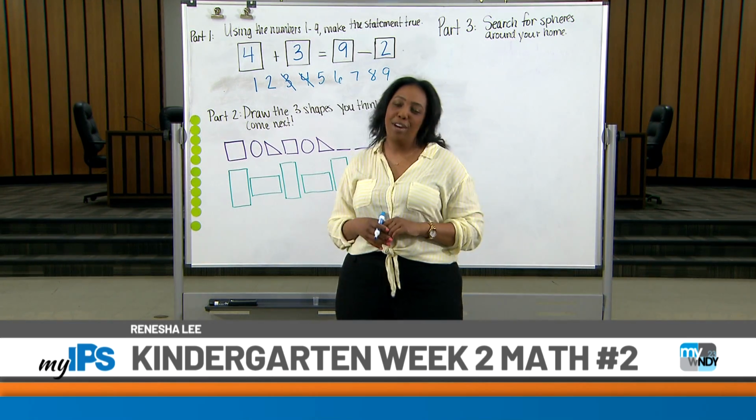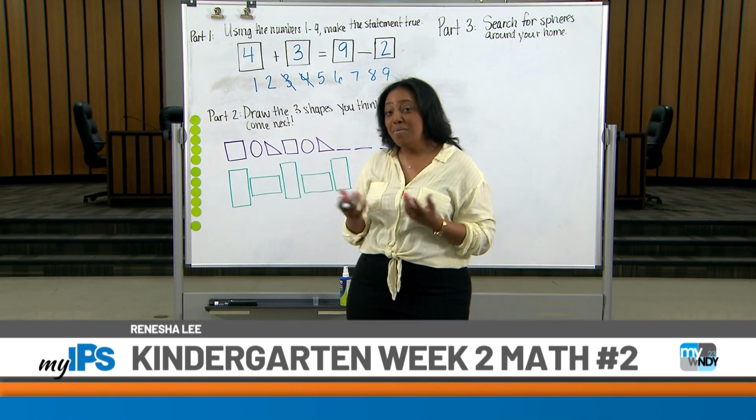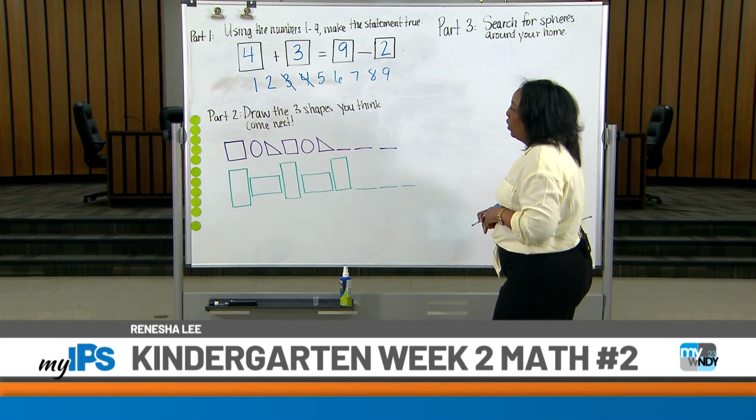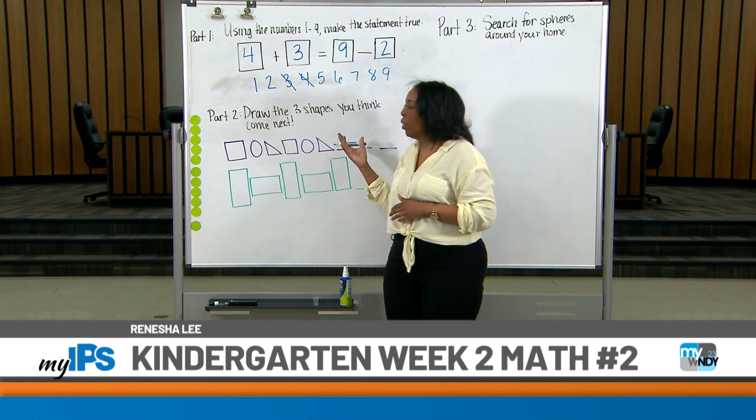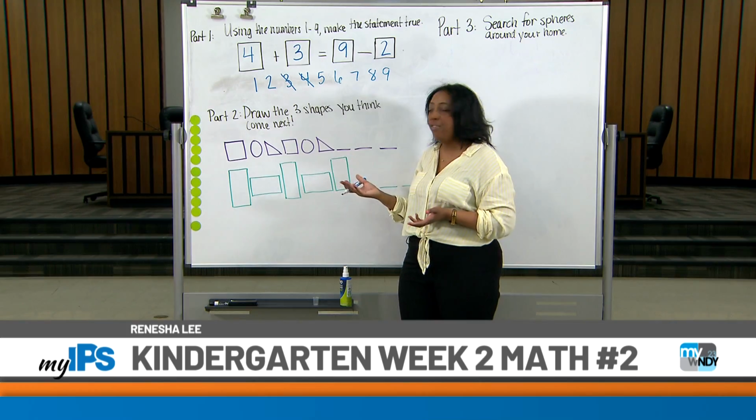There's tons out there for numbers 1 through 9. All right, moving on. Here's part 2. We're going to draw these 3 shapes, and we're going to see what we think comes next. So we're going to follow the pattern.